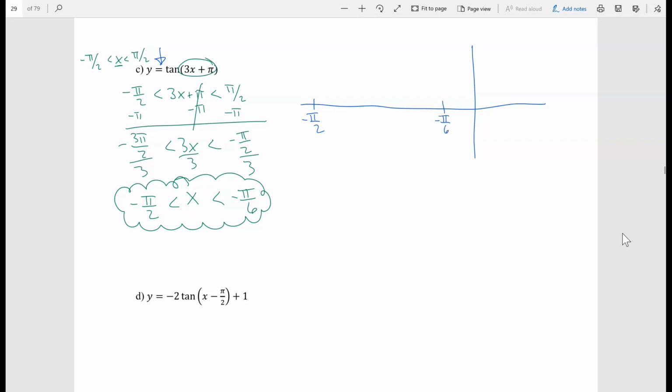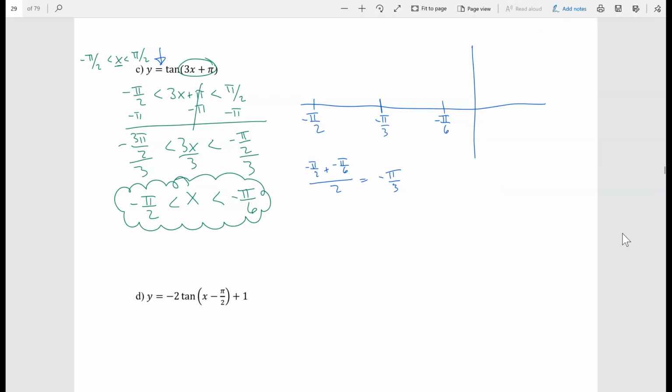Let's start off by finding the midpoint. I'm going to take negative pi over 2, add it to negative pi over 6, and divide by 2. And what I'm going to get is negative pi over 3. So negative pi over 3 will be right here.